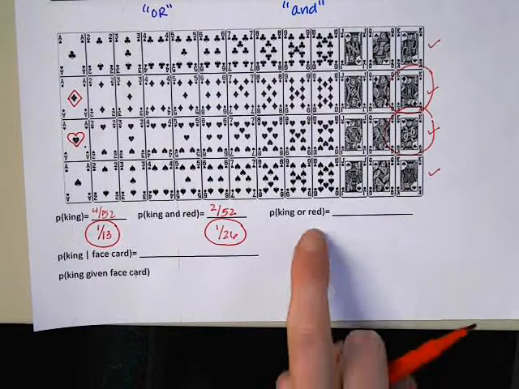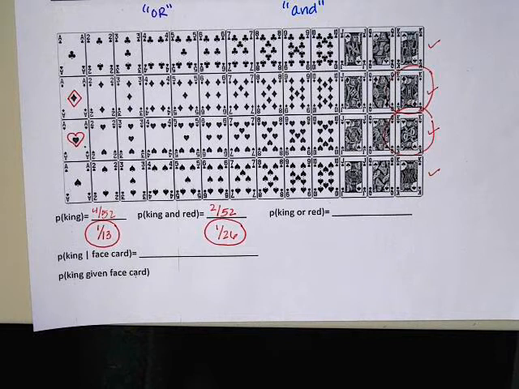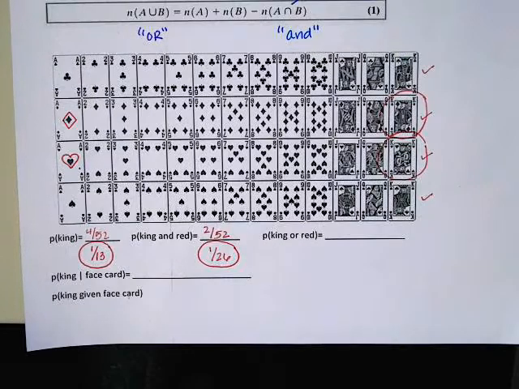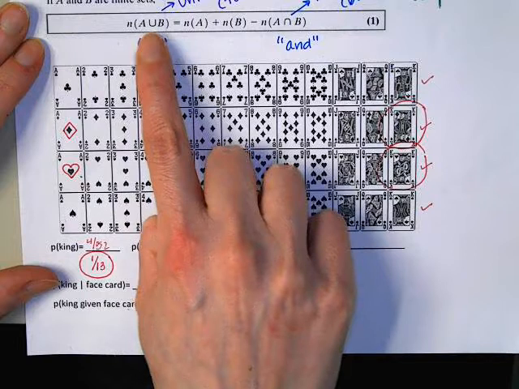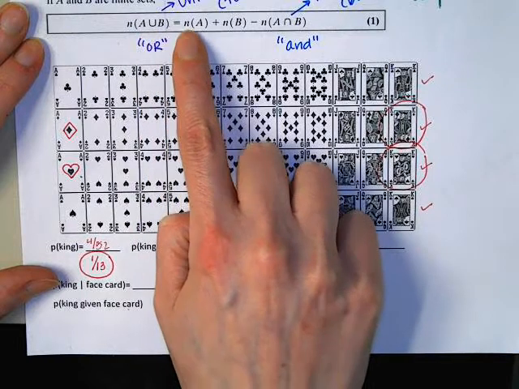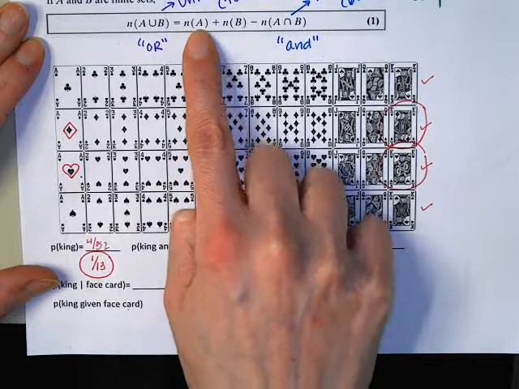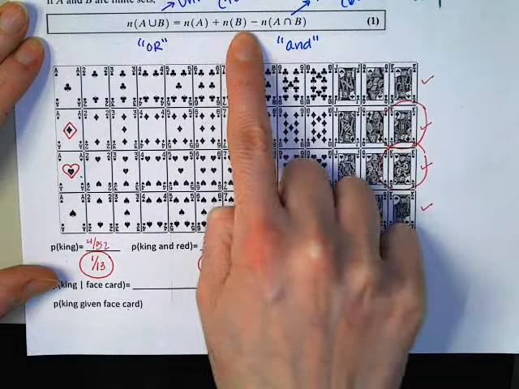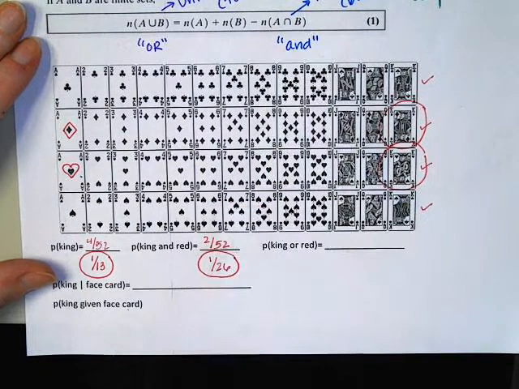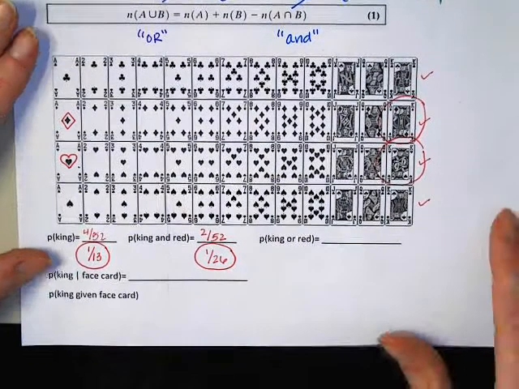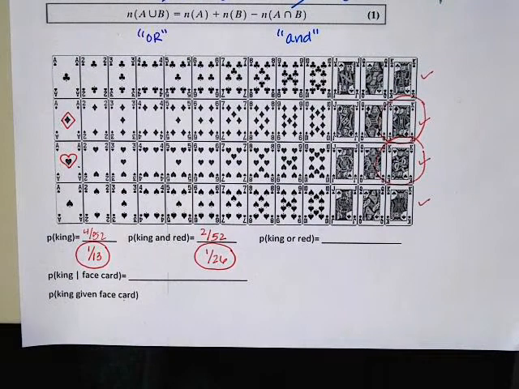Now this one's saying, what's the probability that you get a king or a red? And here's where I might go back up and use this formula. When you want the or, king or red, you do the number of kings plus the number of reds minus the number of red kings, right? Because you don't want to double count those. So one way to do this is use that formula.